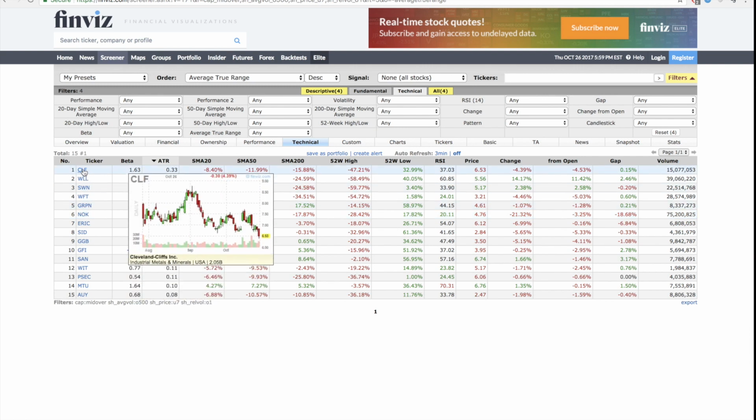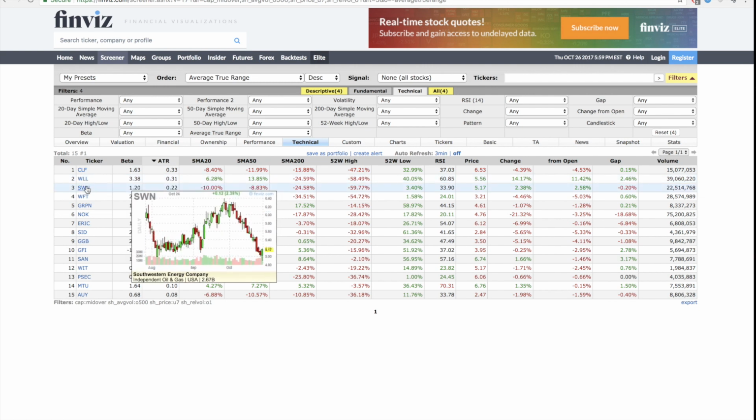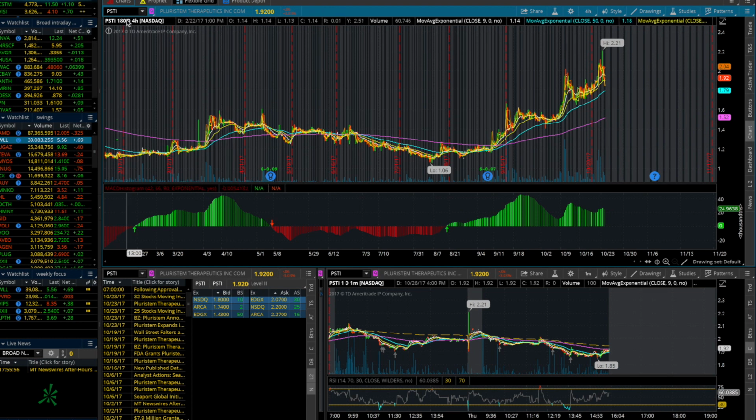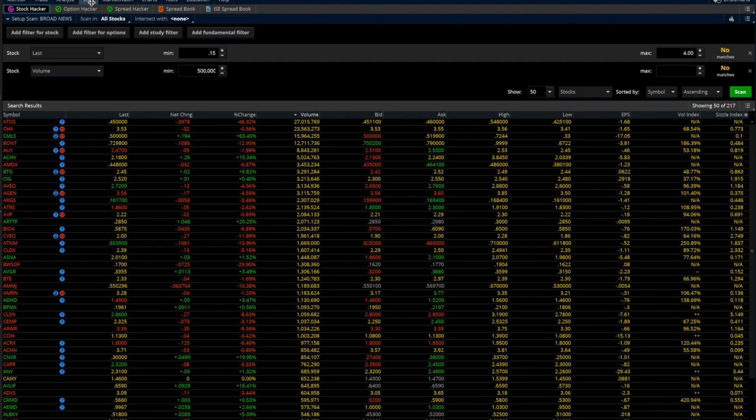But starting from the top, CLF, WLL, and things like that. So I'm going to look at CLF and WLL, and this is where you want to switch over to Thinkorswim. Okay, so once you're in the Thinkorswim platform, the first thing you want to do is head up to the scan option. From here, you want to make up your own criteria, and we're going to show you that criteria now.